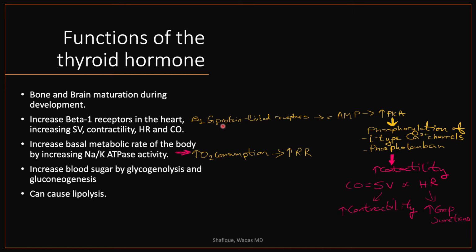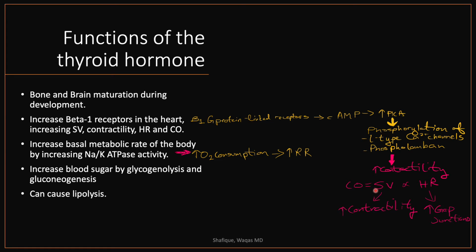Beta-1 receptors are G protein linked receptors. They activate protein kinase A, which phosphorylates L-type calcium channels and phospholamban. When activated, they cause increased contractility, and if you remember your equation, increased contractility results in increased stroke volume, and cardiac output equals stroke volume times heart rate.